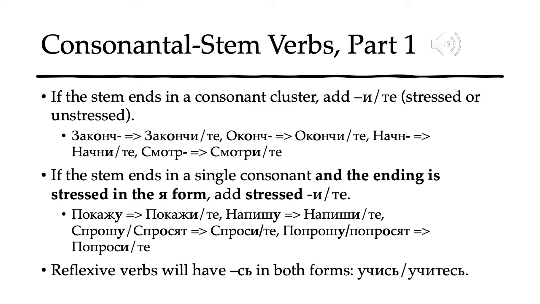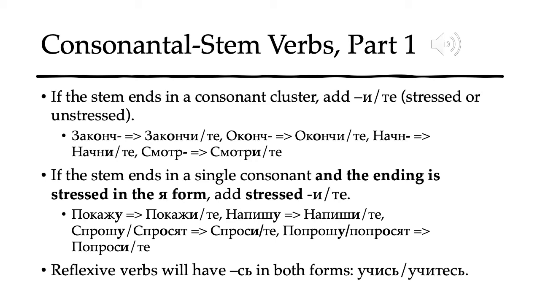correct. However, there are also some very important consonantal stem verbs that are commonly used in the imperative, and you definitely need to know them. So what do we do if we have a consonantal stem? If the stem ends in a consonant cluster, we're going to add и, not й, but full-on и in the ты form and ите in the вы form to the stem. And it can be either stressed or unstressed.